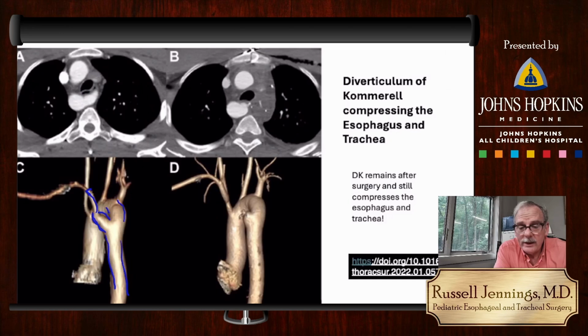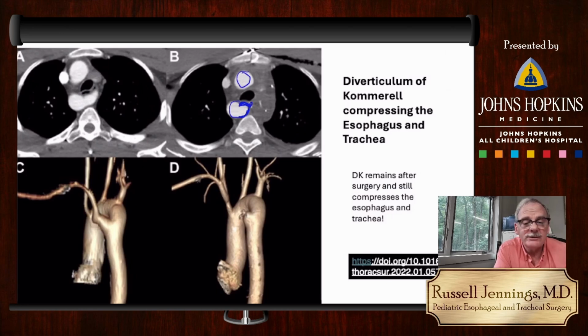Well, what happens after the surgery to correct this problem? Well, here's an axial CT scan. Again, this is the ascending aorta right here. This is the descending aorta. And in typical fashion, in my personal opinion, not the best way to fix this, the diverticulum of Kommerell remains. It's right here. Here's the diverticulum of Kommerell with a little tie on it. And the trachea, because the diverticulum of Kommerell is still there, is still distorted.